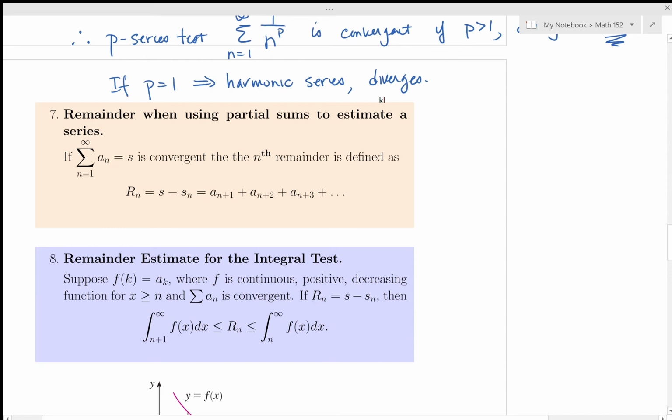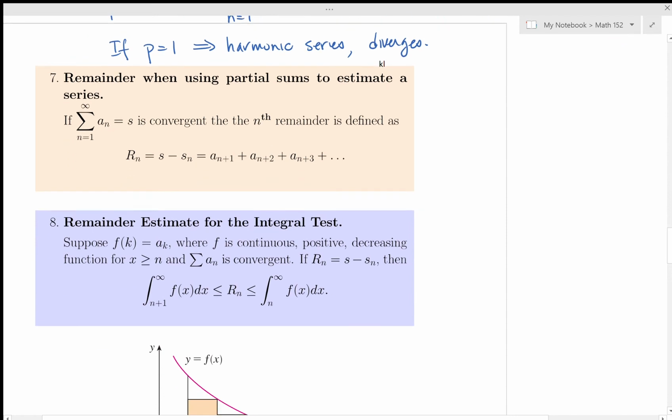So if we have an infinite series here and it's convergent, the nth remainder we're going to define this way here. I'm just like, this should be n. This was causing me grief.